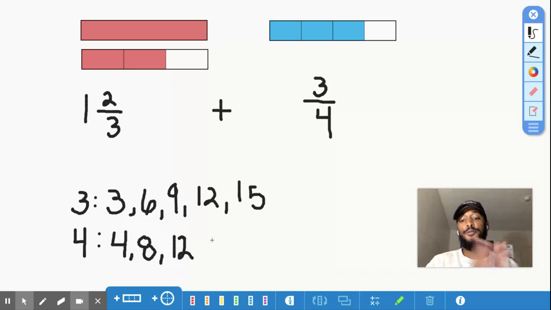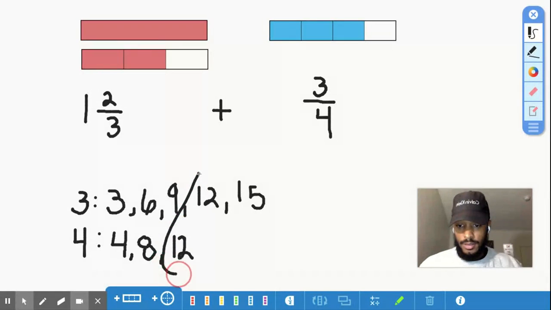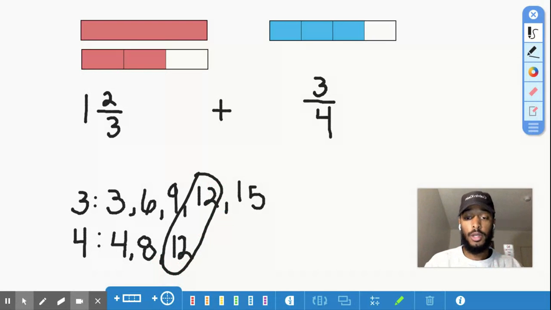All right, so we got 4, 8, and 12. I'm going to stop because I do see a number that 4 and 3 both have in common. Does anybody see the number that I see? What number do they both have in common? If you said 12, you're like, duh, Mr. Spencer, 12. We know that the least common multiple is 12, so I'm going to circle that on my screen.